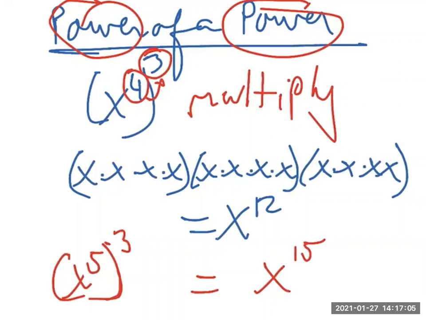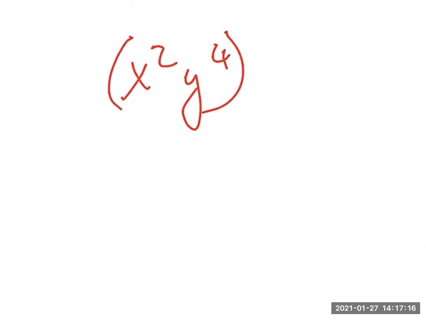Now, if you're mixing those things up, or if you have several variables there, like x squared y to the fourth, all to the fifth power, then you do them individually. So it's x squared times 5, which would be x to the 10th. Y, 4 times 5 is 20, so y to the 20th. So that would be your answer.